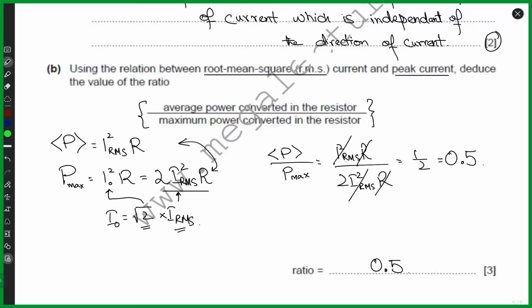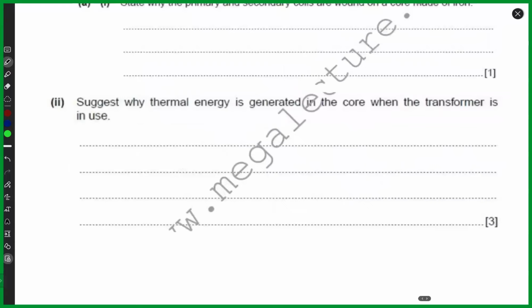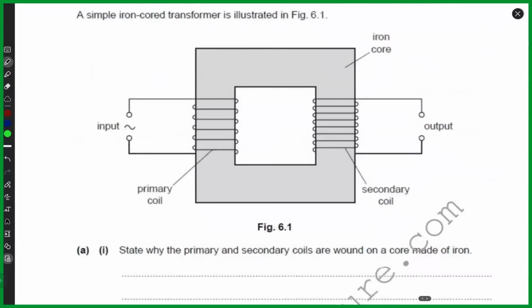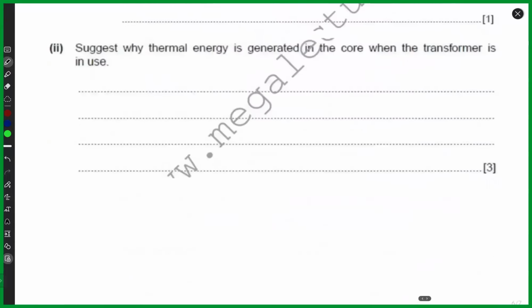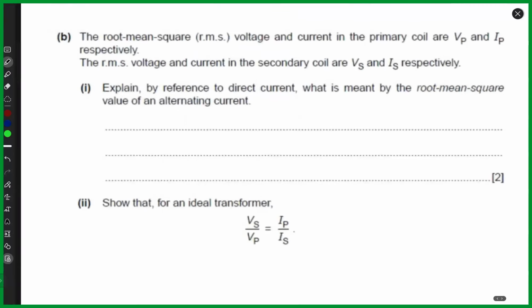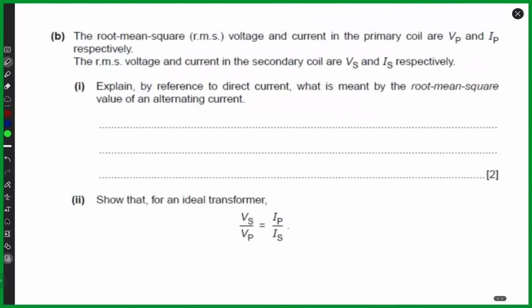Okay. So I think there is one more question, but it is for transformers, so we can skip that. But we can do this at least. We can talk about this thing.